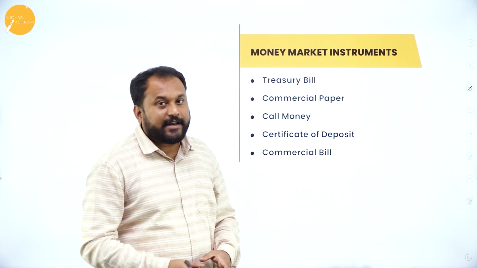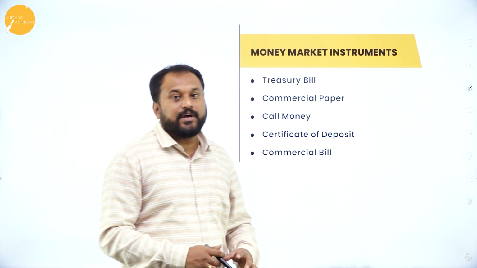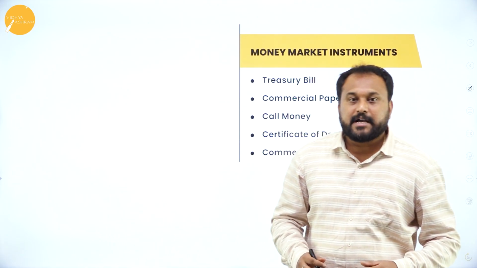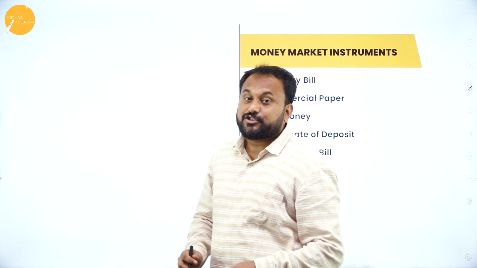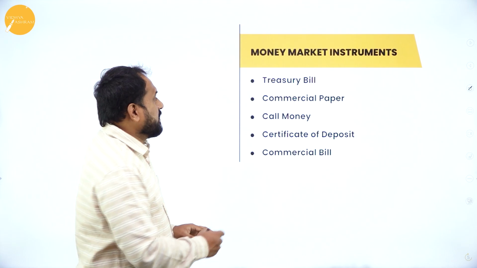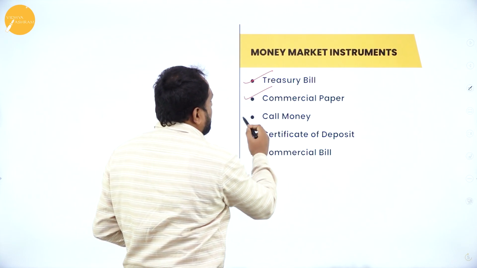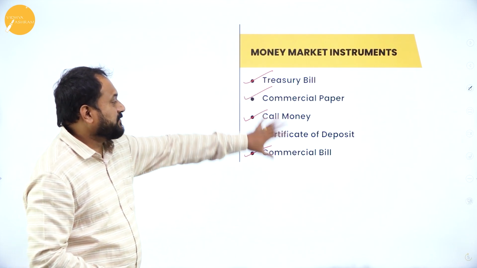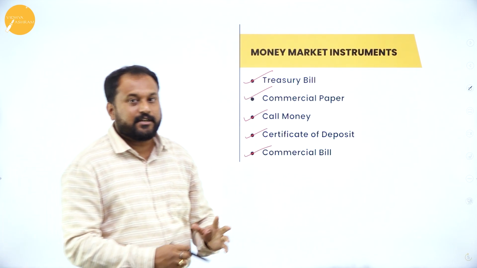Next, money market instruments. You people can get a question for 2 marks: give any two instruments of money market. You need to write treasury bill, commercial paper, call money, certificate of deposit, and commercial bill. Any of these 5, any 2, if you write, you will get the marks.